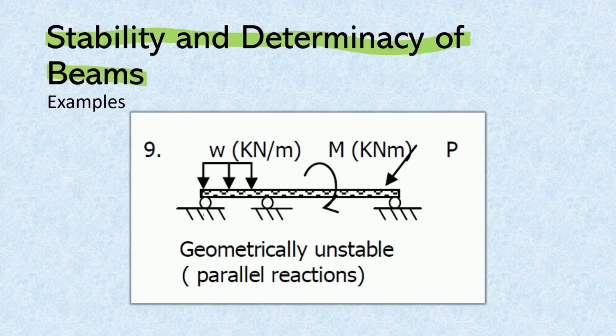Now, for this one, we have 3 reactions. And then, solving this one, R is equal to 3n. We will have 3 is equal to 3 times the number of members, which is 1. It will be considered as determinate. However, this is geometrically unstable because all the reactions are parallel. Nothing will resist the horizontal component of this inclined load.